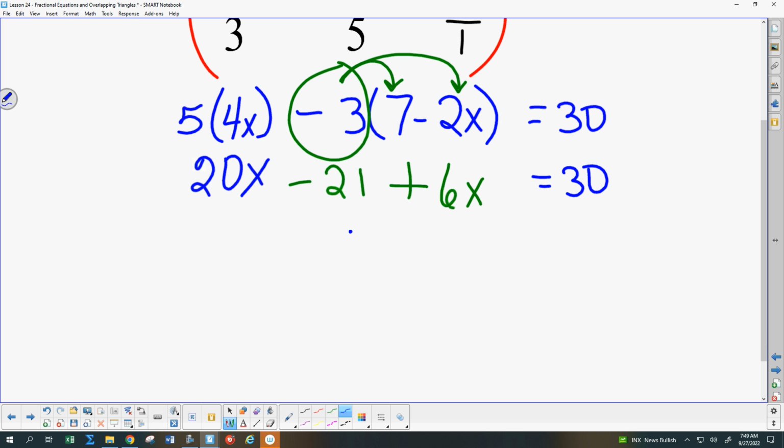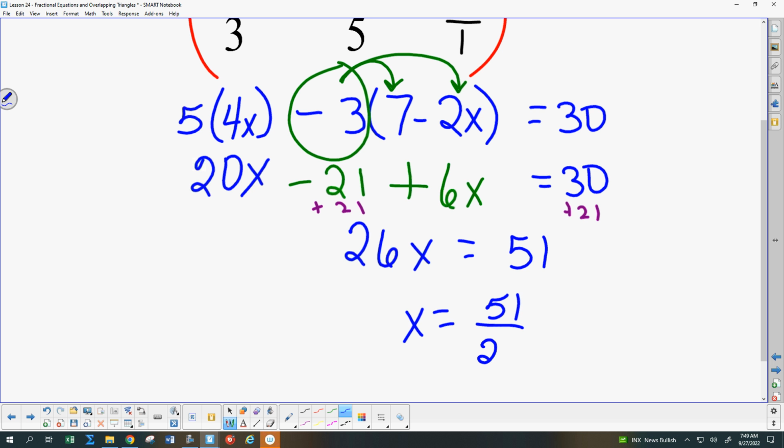So Anna, how many x's do I have? So 26 x's. And if I add the 21 to both sides, what do I have, Layden? So x is 51 over 26, then I don't think that can reduce. Questions? Everybody feel okay with clearing the fractions with these fractional equations?